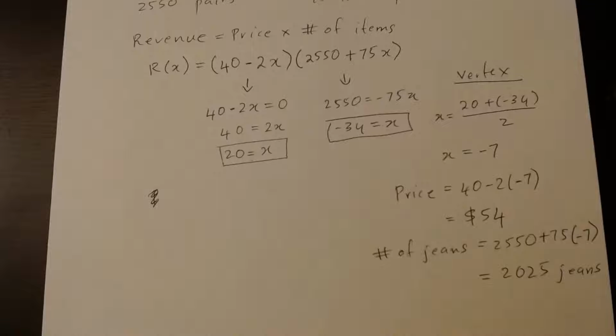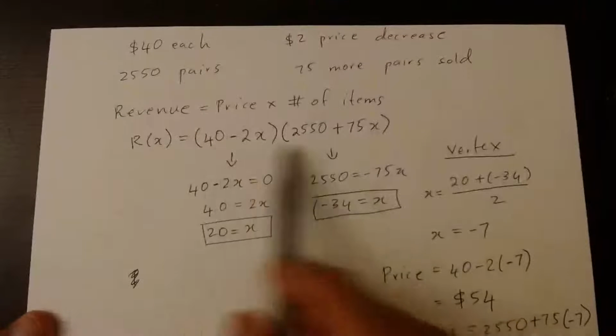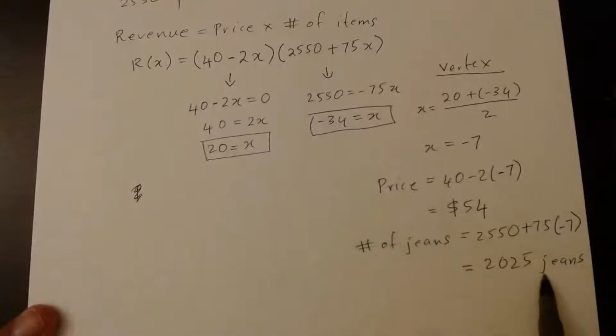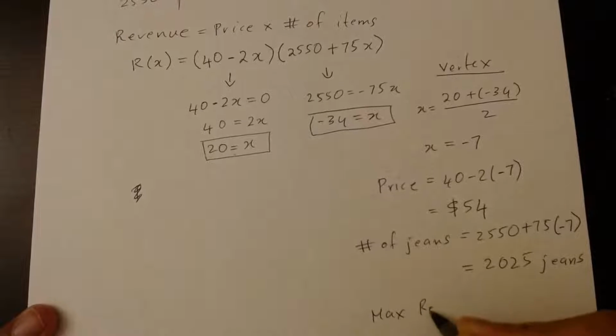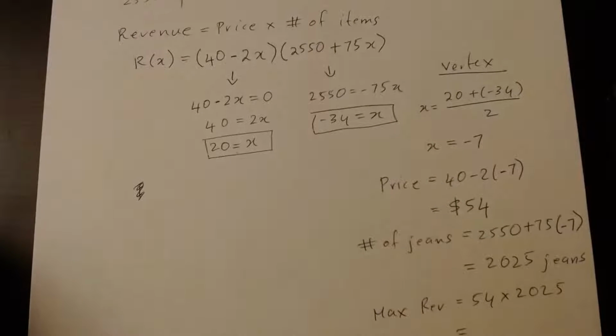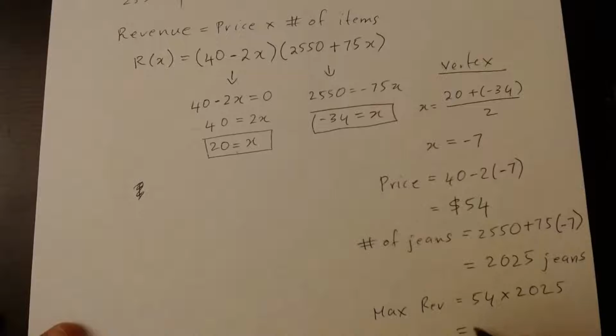If I want to find the maximum revenue itself, I can sub in the x value of negative 7 into this equation, or I can just multiply these two over here because that's going to give me the exact same value. And it's a lot easier and quicker. So that's 109,350.